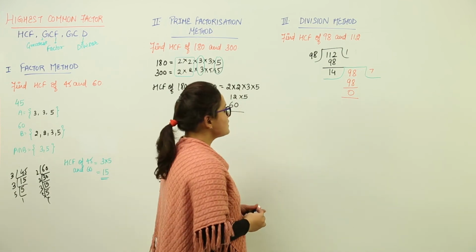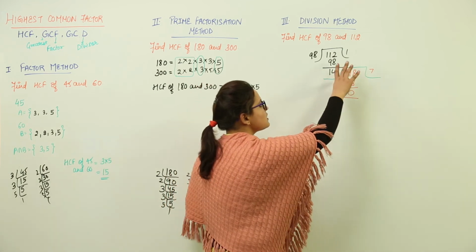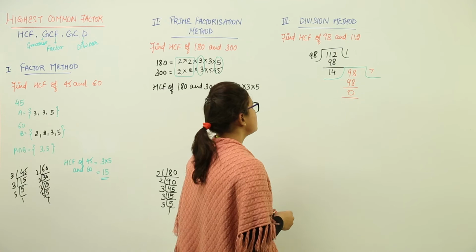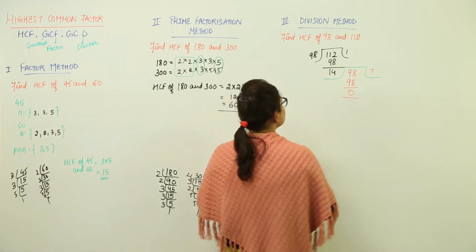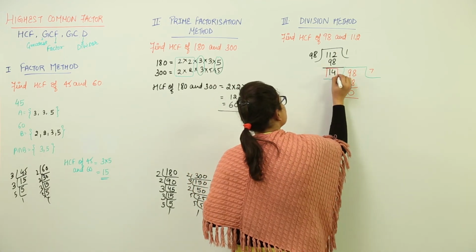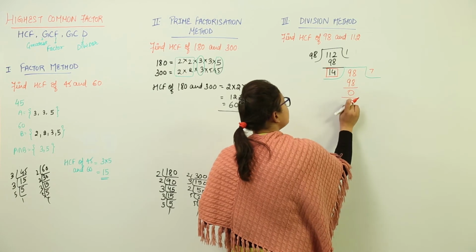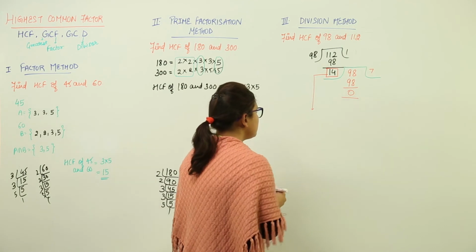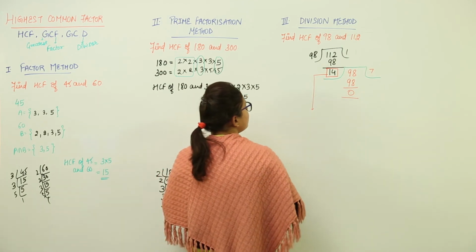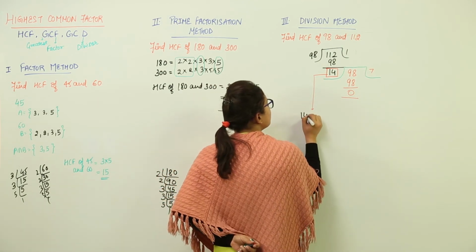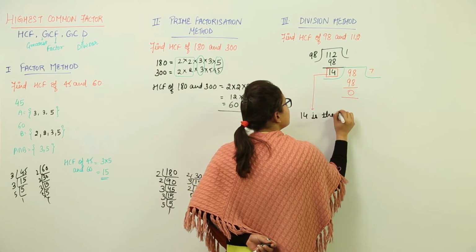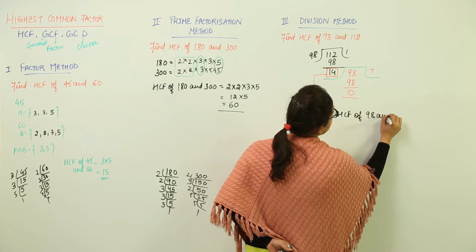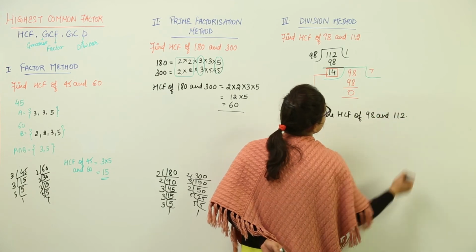Now what is the HCF we have found? The quotient is not the HCF. The last divisor, for which we have got the remainder 0, forms the HCF. So you can say that 14 is the HCF of 98 and 112.